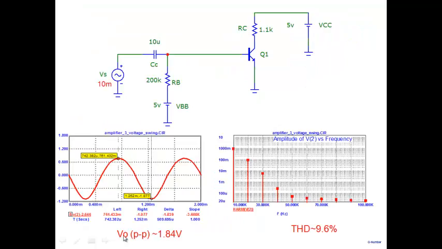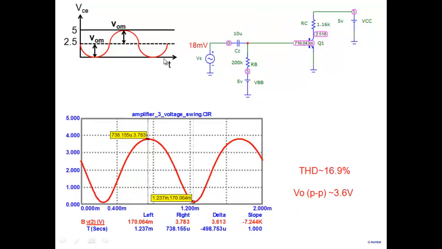So the point is, in the next case, remember this picture here, we said we'll bias it in the middle and we should be able to get 2.5 output voltage swing. Well, I've biased in the middle. I've applied 18 millivolt, fairly high. With 18 millivolt, all I'm able to get is 3.6 volt peak to peak. Instead of getting peak to peak, how much? 2.5. I get only 3.6 volt peak to peak and harmonic distortion 6.9%.